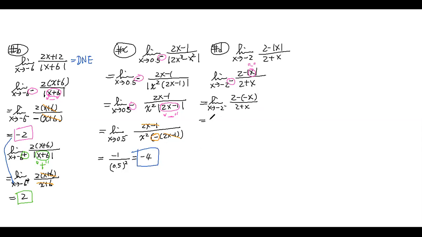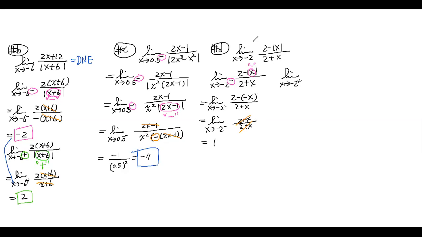So here, this is the limit as x approaches negative 2, and this is 2 plus x over 2 plus x. That's pretty good. Boom, boom, cancel. So what is the answer here? It's 1.